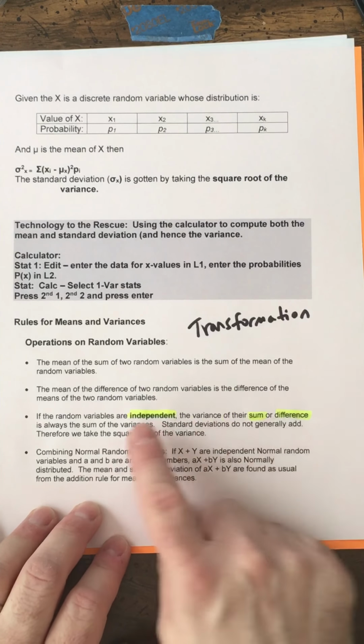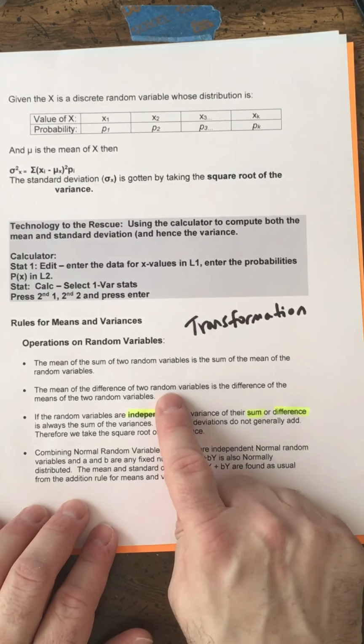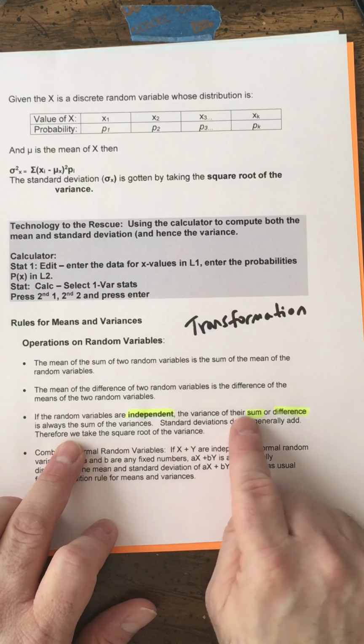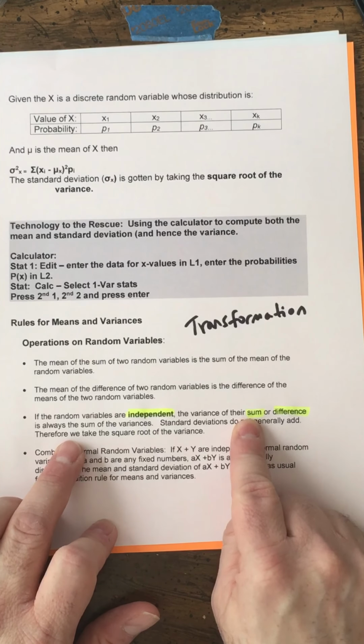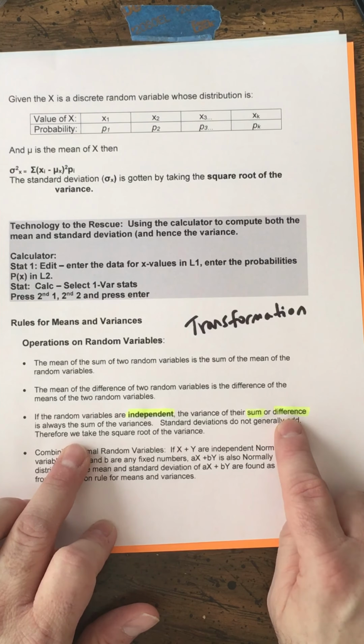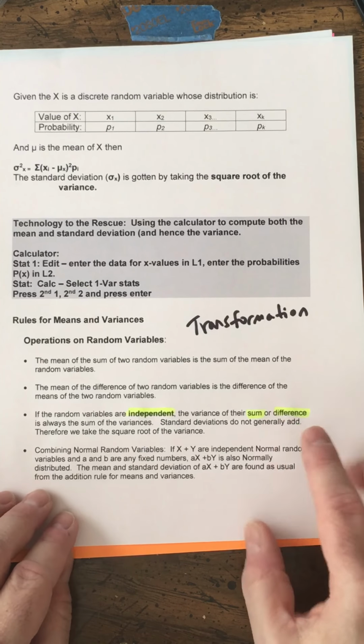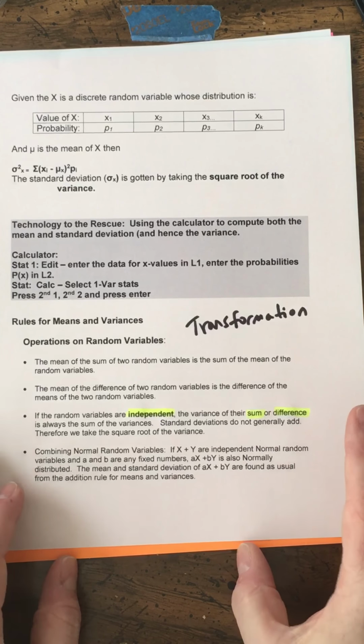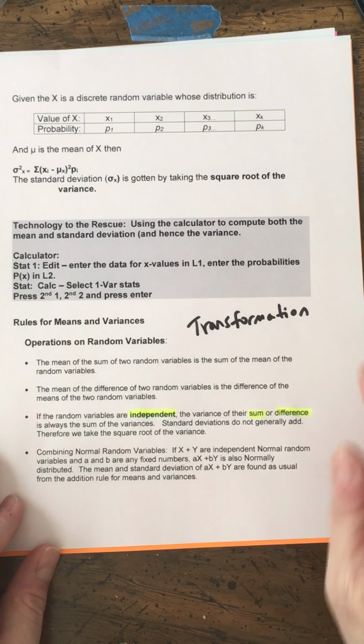So if you want to find the variance of the sum of two random variables, you would just add the variances together. If you're doing the difference of two random variables, you still add the variances together. You don't do a difference of the variances. It's always adding the variances. Now we could do other transformations like I talked about.